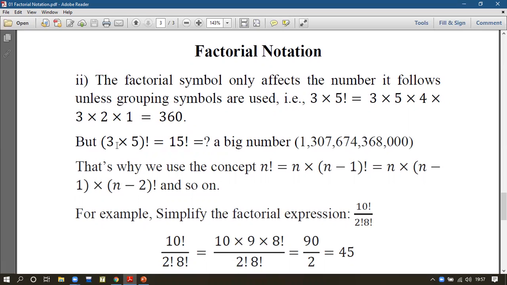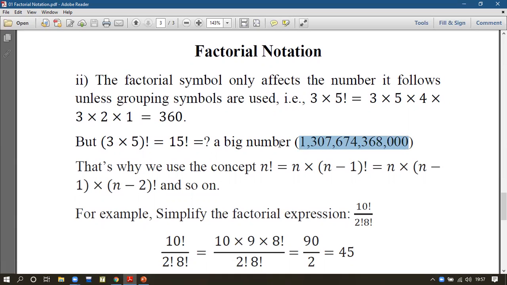But when we take a bracket and find the factorial of 3 into 5, that means (3 into 5) factorial, which equals 15, because of the bracket, or we can say using the BODMAS rule, we get 15 factorial, and 15 factorial is a very big number. This one is the value of factorial 15.